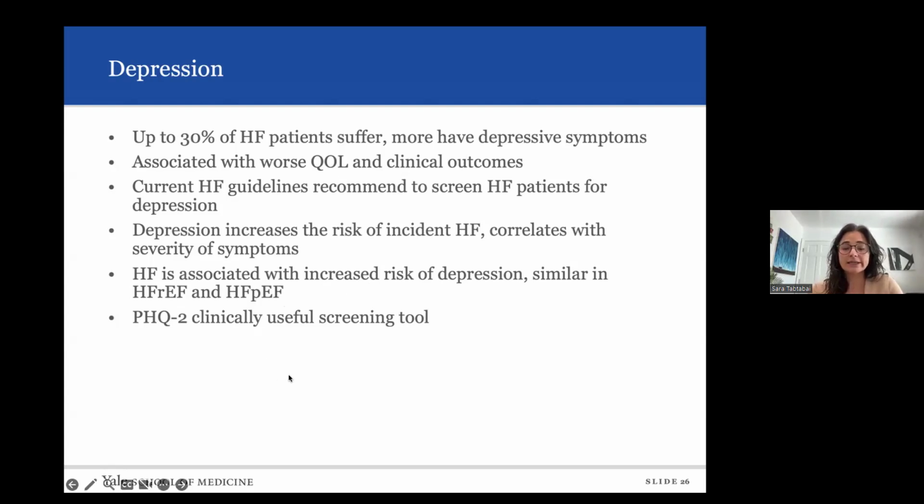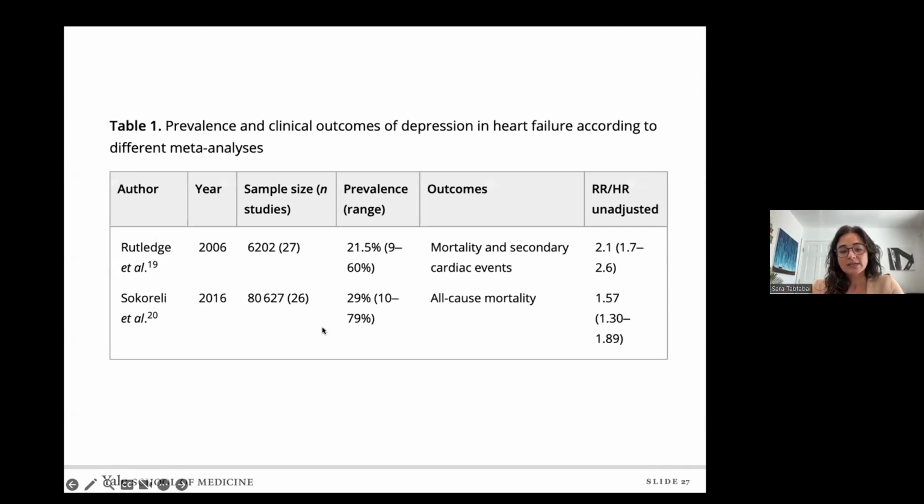There are a lot of clinically useful screening tools out there. The PHQ-2 has been identified as a very easy to use clinical screening tool, and I'll show you that in a second, but that can be used in your patients to identify those that are at higher risk of actually having depression. This is just a summary table to show us the prevalence and clinical outcomes of depression and heart failure, and this is looking at meta-analyses. Essentially, it saw that the prevalence of depression in patients with heart failure ranged in the 20 to high 20% range, and that they had links to higher mortality and secondary cardiac events and all-cause mortality at higher risk ratios.